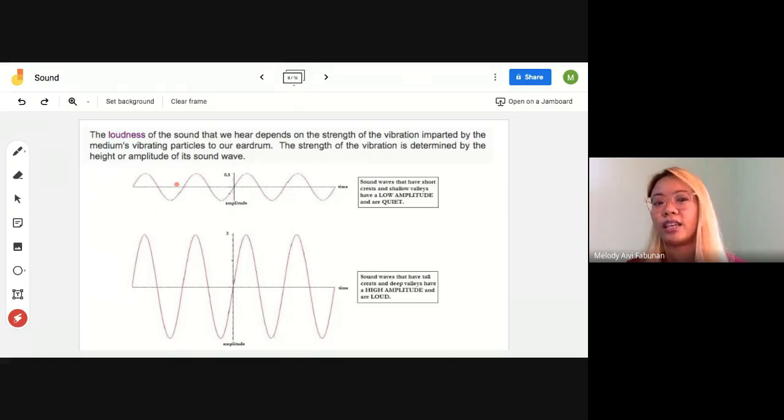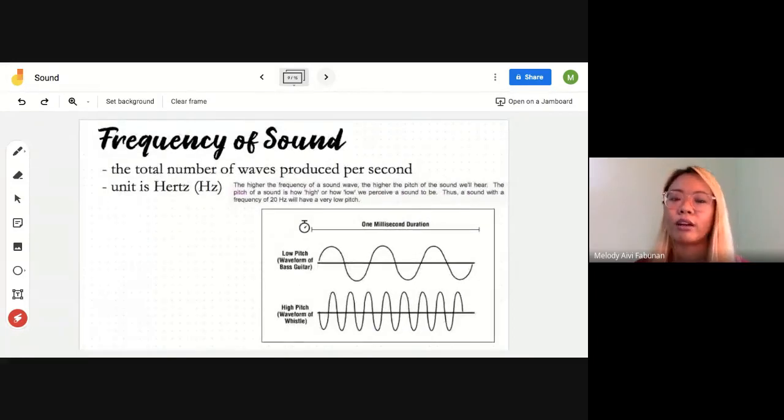So ayan yung idea ng amplitude. It actually affects the quietness or the loudness of the sound that we are listening to. So higher amplitude means the louder the sound is. The lower the amplitude, the more quiet the sound is. So now let's go to what we call the frequency of a sound. The frequency of a sound refers to the total number of waves per second.